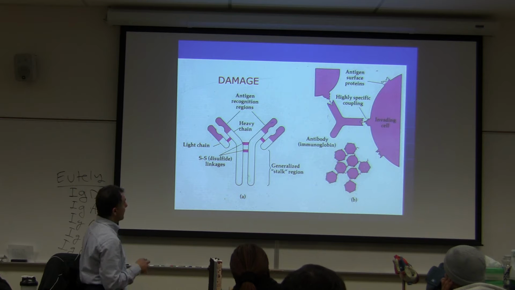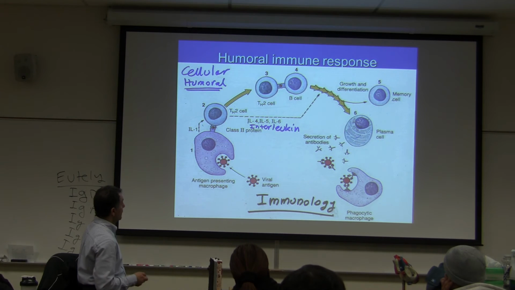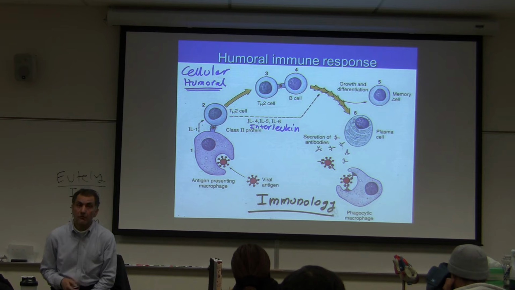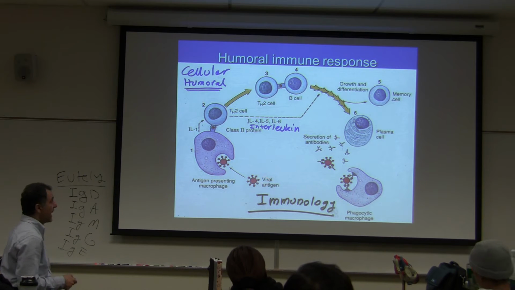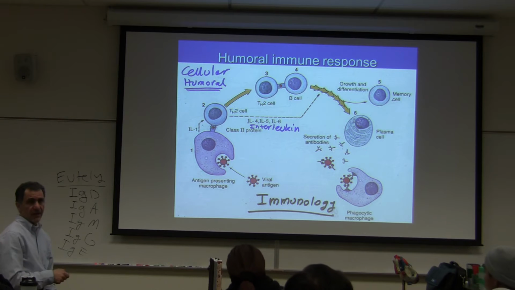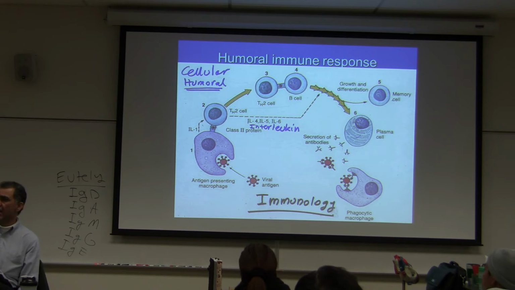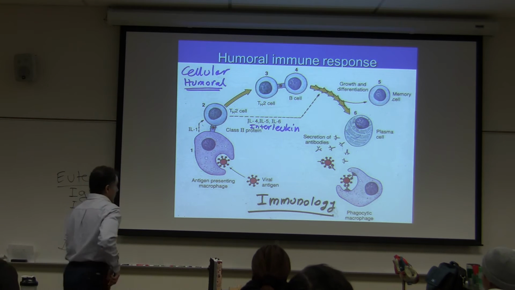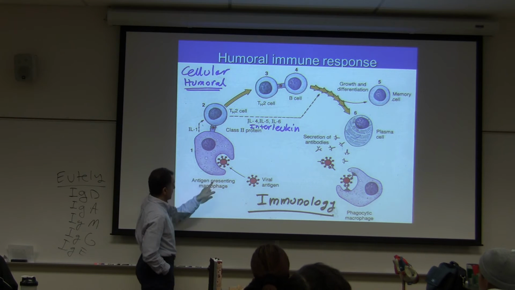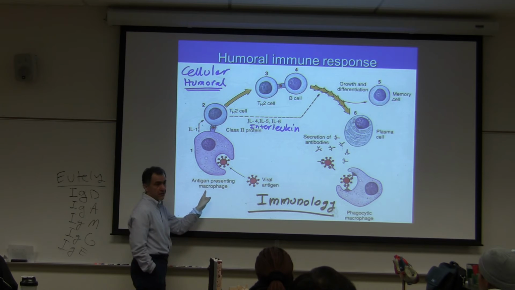Okay, here's the antibody, the shape of it. We talked about it a little bit. Okay, this was one of your questions for the day. If you have an antigen, it could be a virus, a bacteria, a fungi, a parasite, it could be anything. So the first cell that comes in contact with that is called antigen-presenting macrophage.